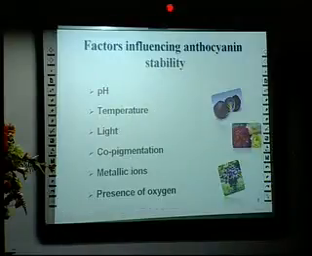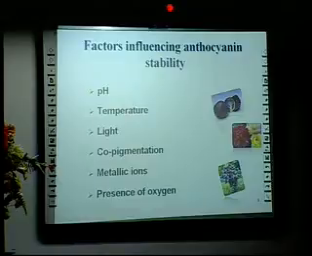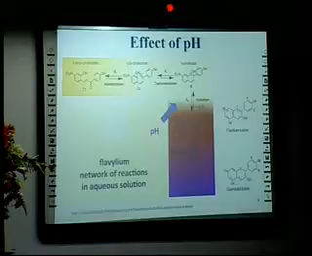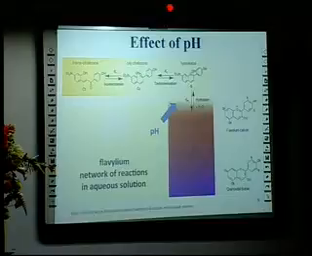The stability of anthocyanin mainly depends on the pH, temperature, light, co-pigmentation, metallic ions and presence of oxygen. Here, we mainly focused on the effect of pH and the effect of temperature. In a strongly acidic aqueous solution, the flavylium cation predominates, and the quinoidal base is formed by deprotonation. Hydration of this flavylium cation results in the colorless hemiketal form. Then tautomerization and isomerization of the hemiketal finally result in the pale yellow chalcone.